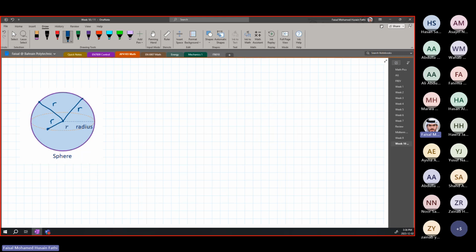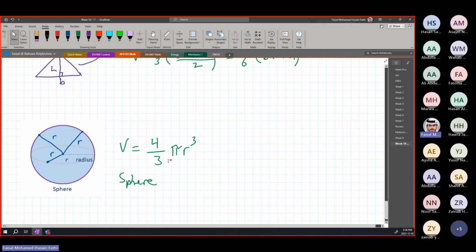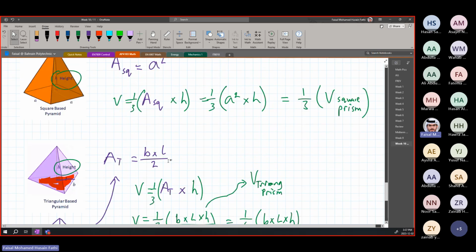So the volume of this is going to be 4/3 pi r cubed. That's it. This is the only one where there is no specific derivation. There is, but it's a bit messy, so I didn't want to go through it. It's simply r cubed, and you multiply by 4/3 instead of 1/3. So for a sphere, just memorize this as the volume of a sphere. And that's basically it. That's the whole concept of volumes.